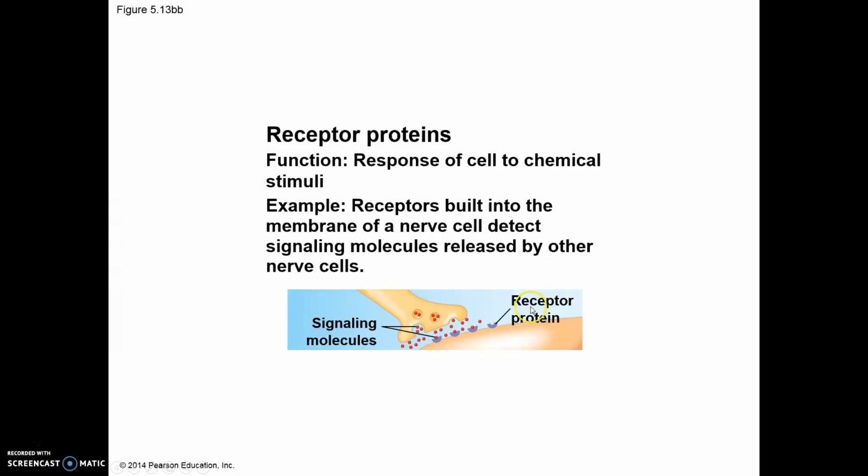We have receptor proteins. So here we have the surface of one neuron, and there is this receptor protein on the membrane. And here is another neuron, and what it's doing is releasing compounds that tell the next neuron to fire. Something has to be responsible for recognizing them. That is these receptor proteins. They bind this molecule, whatever it happens to be, and then they result in some type of signal happening within the cell.